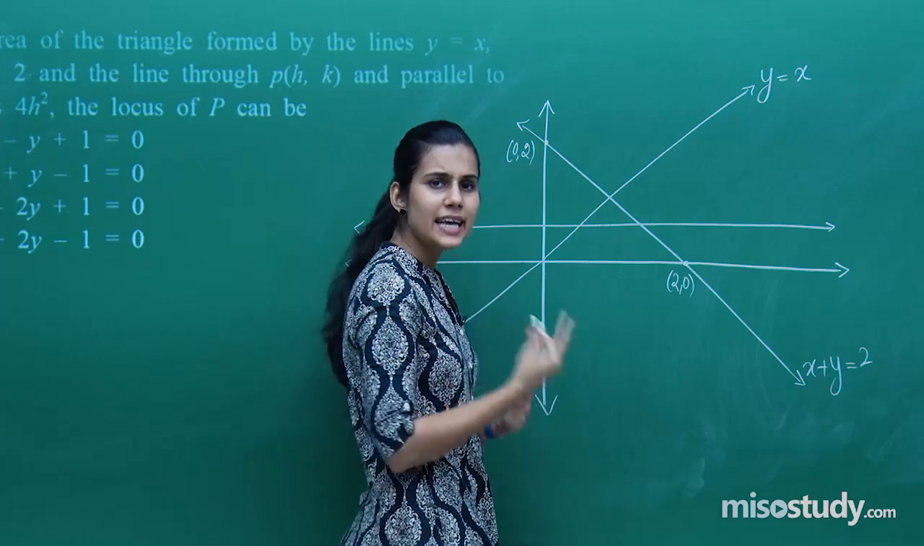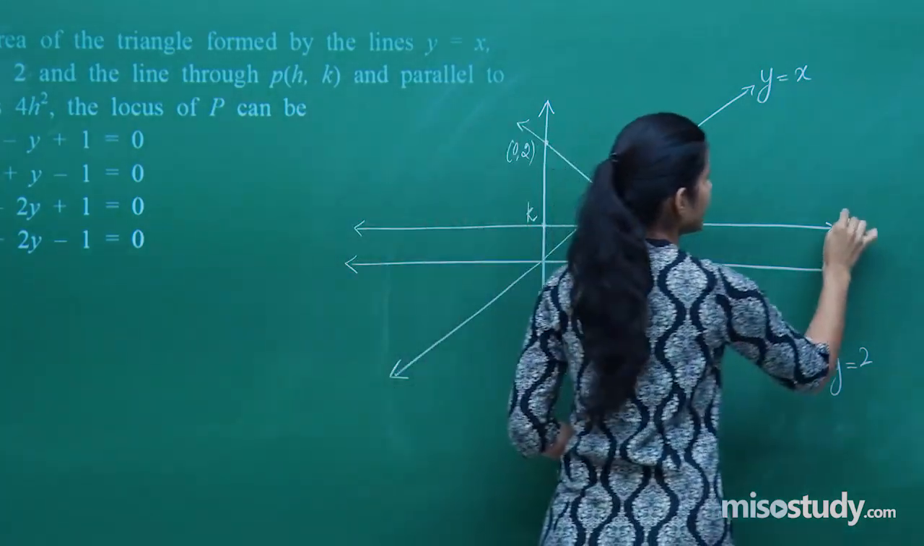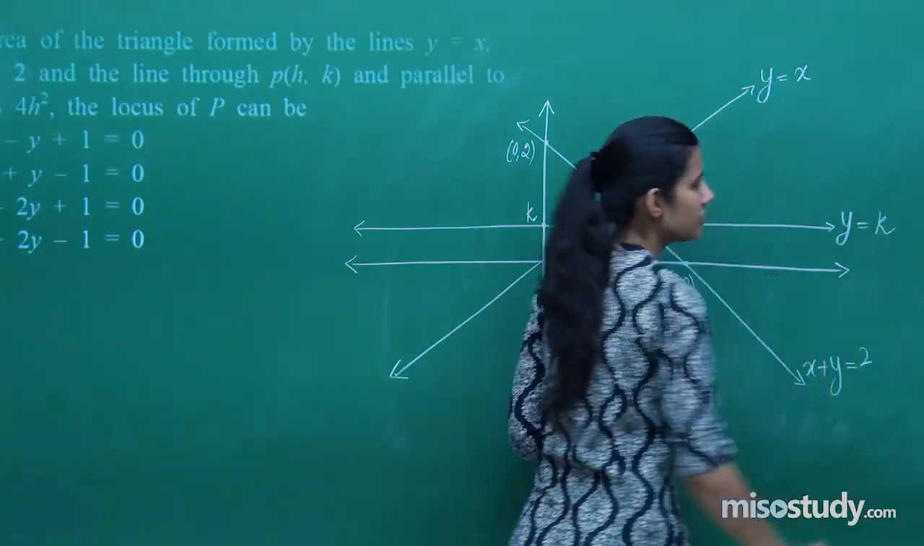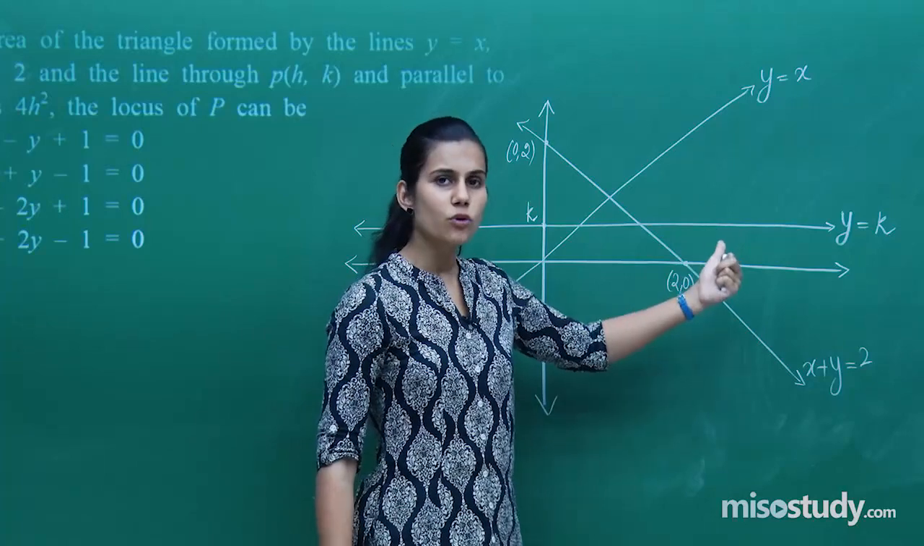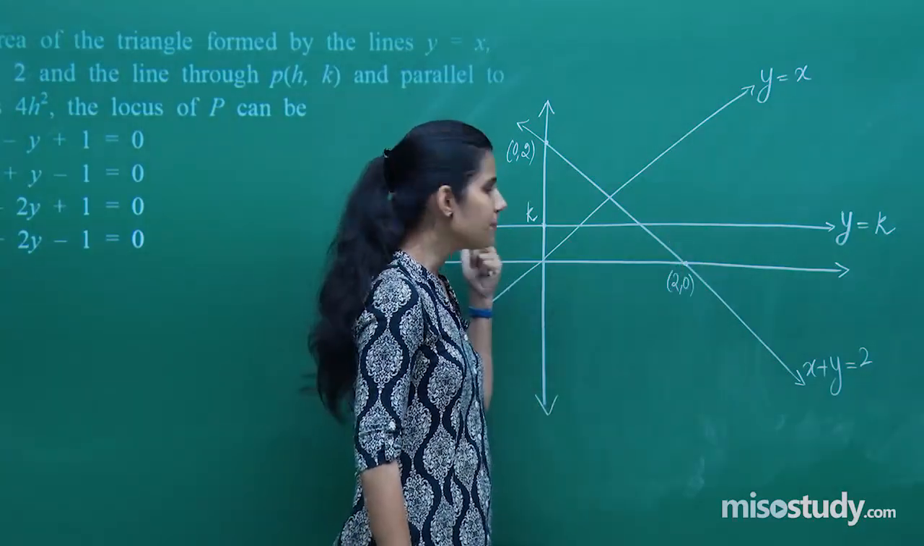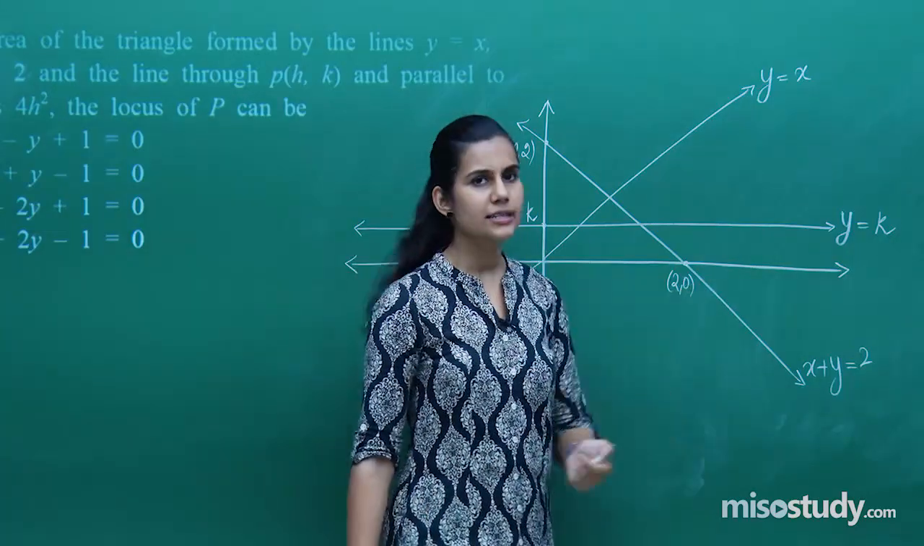If h comma k is any point lying on this line, definitely this is k. So the line's equation is y equals k, because it is parallel to x-axis and one point has y coordinate as k. So obviously all the points are going to have the y coordinate as k only on this line. Therefore y equals k is the equation of this line.